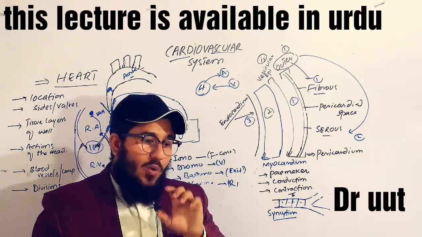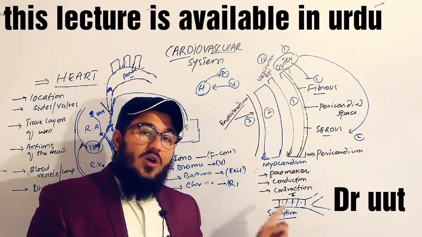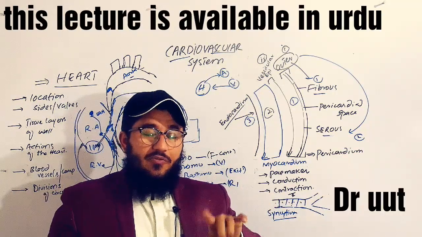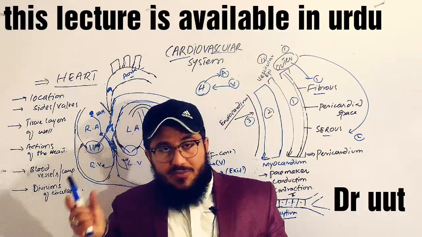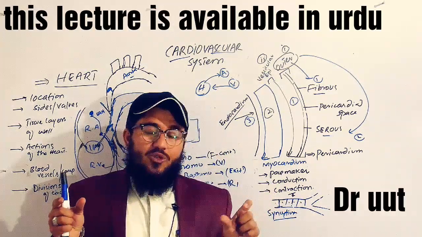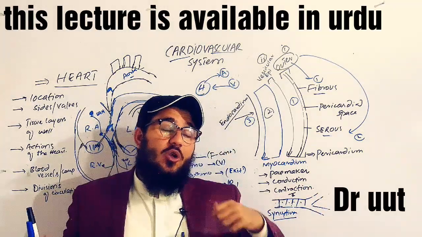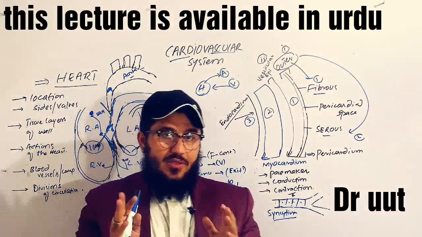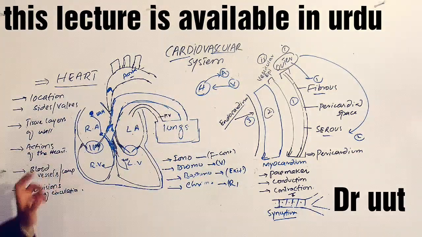Why? Because if one cell is doing the contraction, all are doing the contraction. Now this is called physiological syncytium. In cytoplasmic syncytium, cytoplasm was being shared; here the impulse is shared. So that is called cytoplasmic syncytium, and this is called physiological syncytium. That's it.